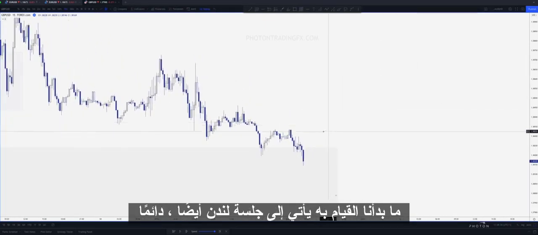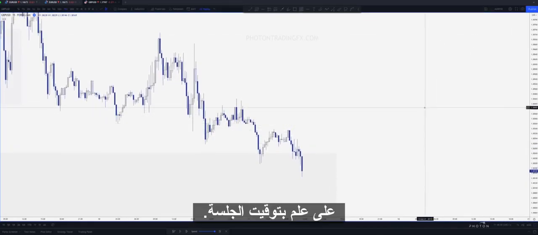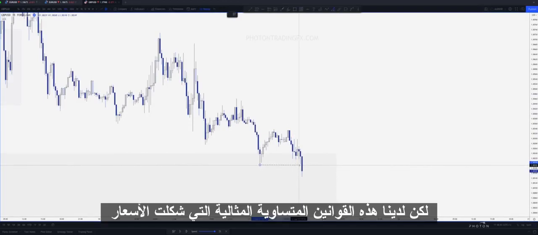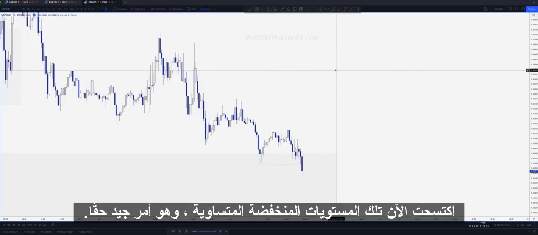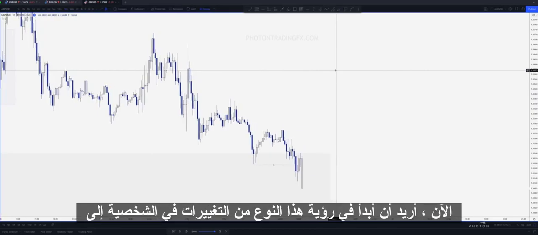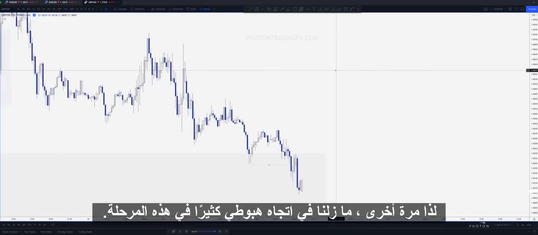Right, now what we've started to do, coming into London session as well, always be cognizant of session timing here. London session is the ideal time to be looking for entries, but we have these pretty much perfect equal lows that formed. Price has now swept those equal lows, which is really good. Now I want to start to see those changes of character to the upside. So again, we're still very much bearish at this point.